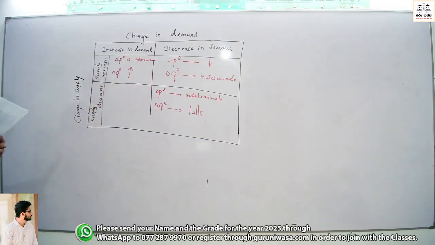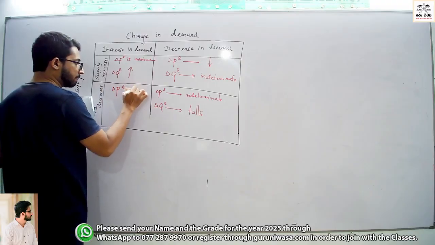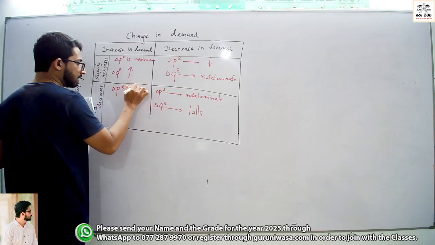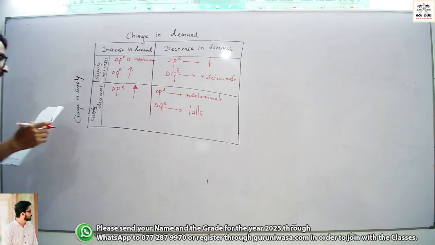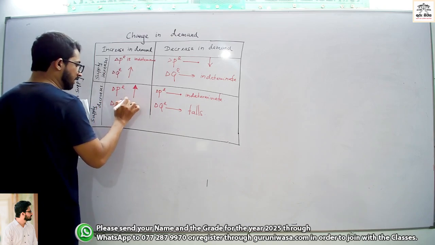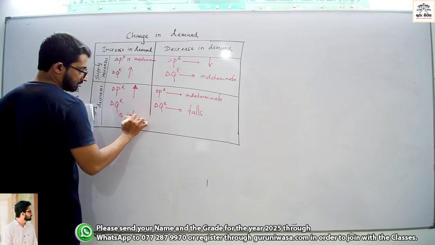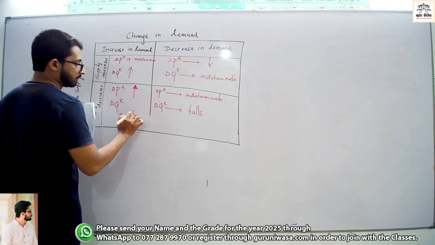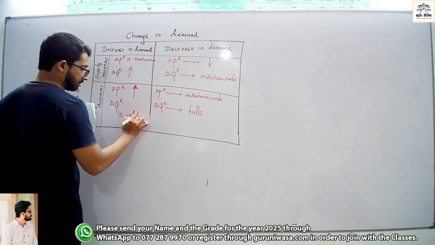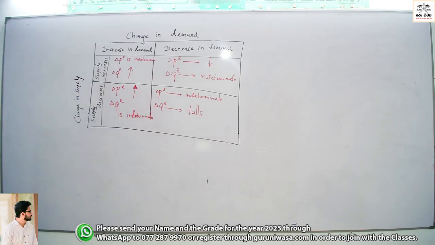Here write down: equilibrium price increases. Change in equilibrium quantity is indeterminate. Okay, this is a summary of the lesson.